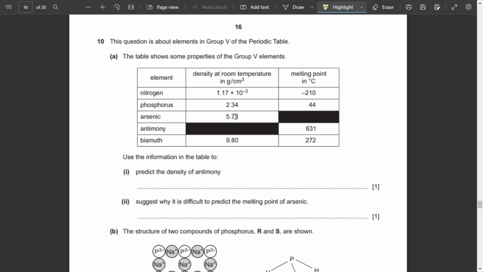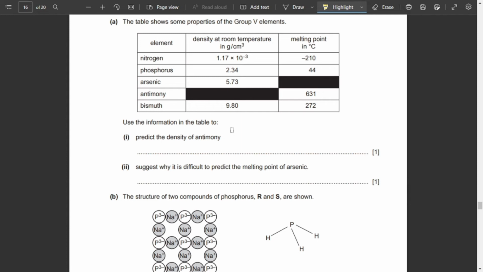So antimony has to be somewhat greater than 5.73 but less than 9.8 because we are following the trend. You can write 5.74, 5.75, 5.766, 6.67, whatever you want, something below 9.8 and greater than 5.73. Moving on to part 2, suggest why it is difficult to predict the melting point of arsenic. Of course it is very difficult because these are random numbers. They do not follow a set pattern or trend, and that is why.